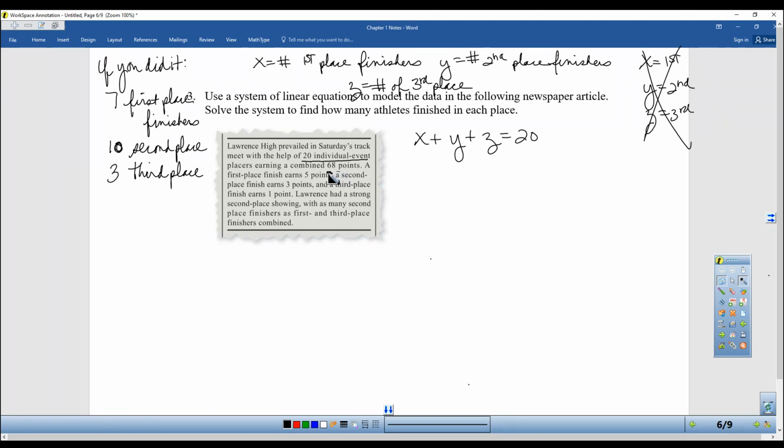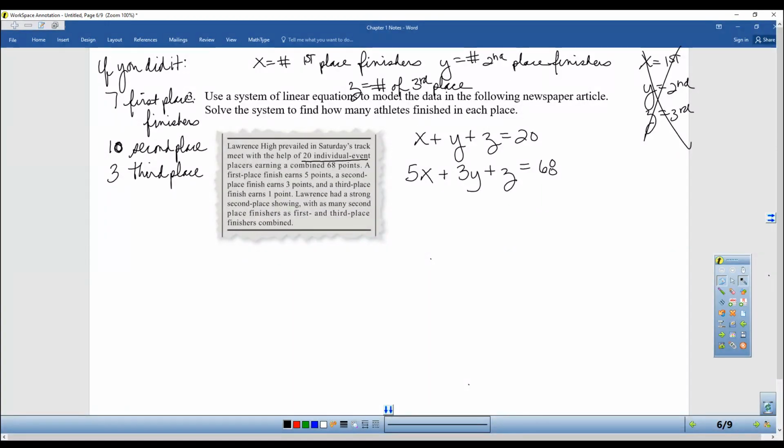So the combined points was 68. So I can see that that's also going to be an equation. Each first place finisher got 5 points. Each second place finisher got 3 points. And each third place finisher got 1 point. So if you take all the points earned by first, second, and third place finishers, they had a combined earning of 68.